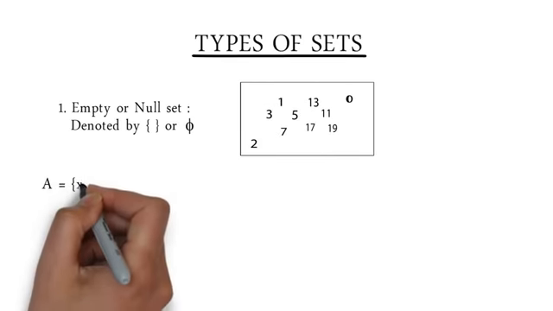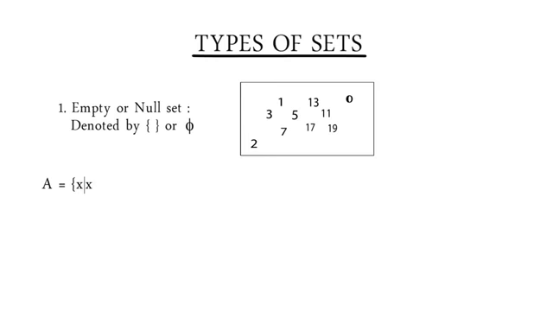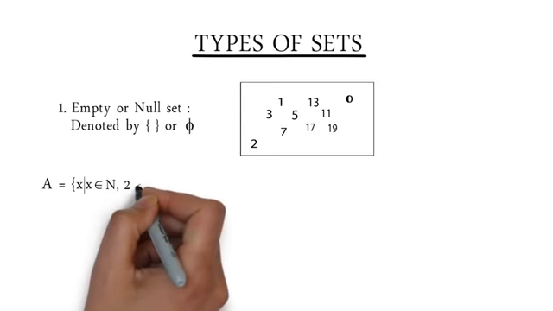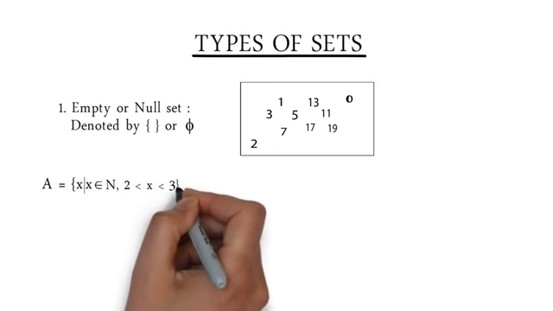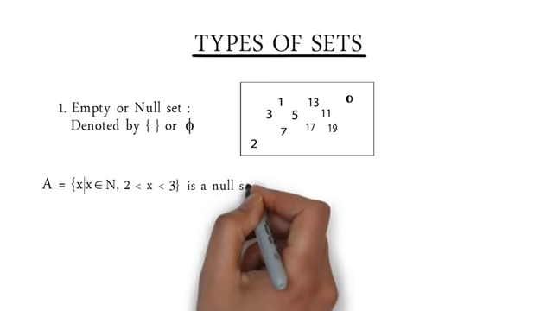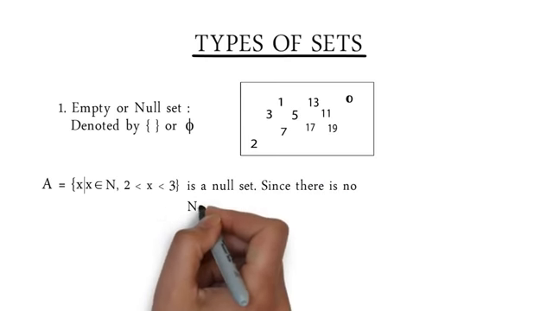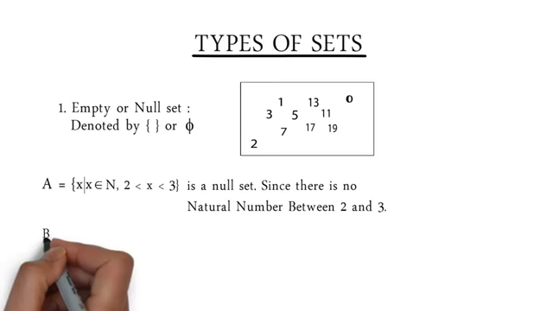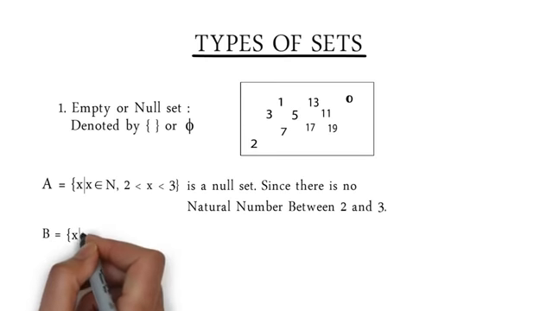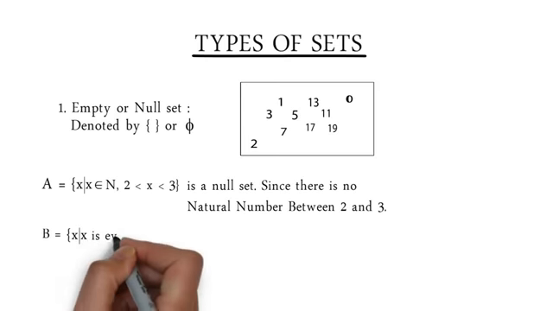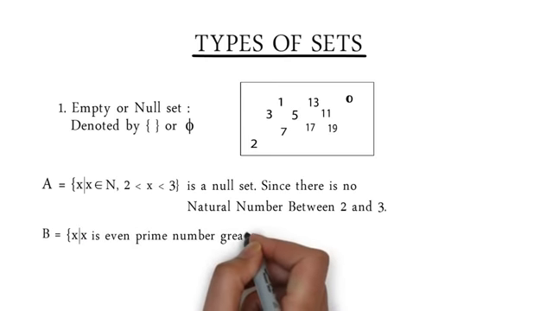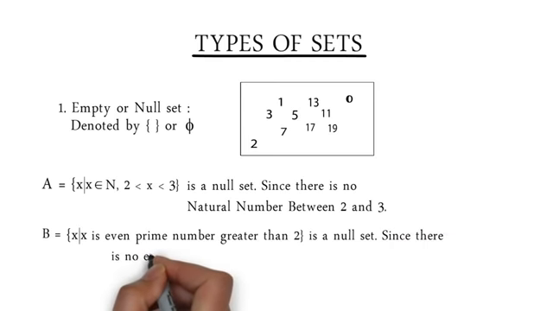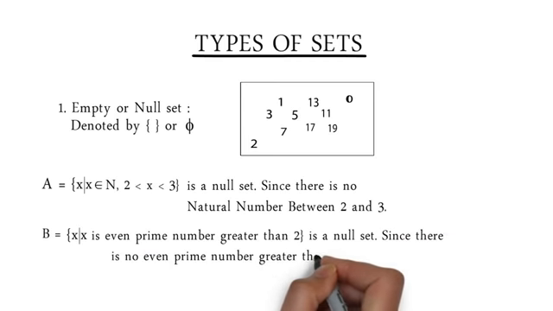Here A is equal to the set of all x where x belongs to N, 2 is less than x and x is less than 3. This is a null set since there are no natural numbers between 2 and 3. B is equal to the set of all x where x is an even prime number greater than 2. This is also a null set since there is no even prime number greater than 2.